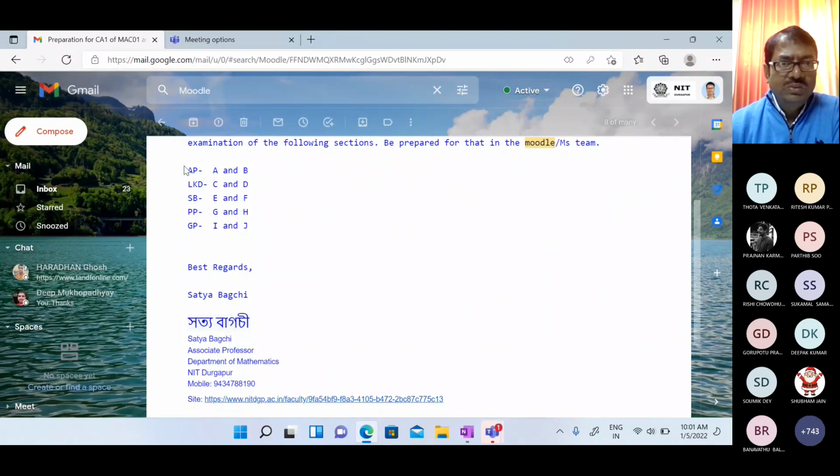So I hope you are able to see this page. The exam will be conducted by section A and B by AP, C and D by LKD, section E and F by myself, SB, Z and A by PP, and ZP by I and J section. So any questions regarding the examination, you can contact this teacher. This section's students contact this teacher, like this.